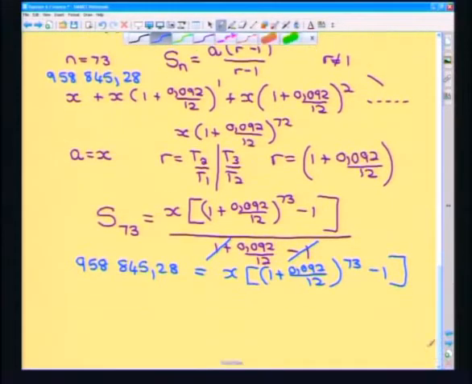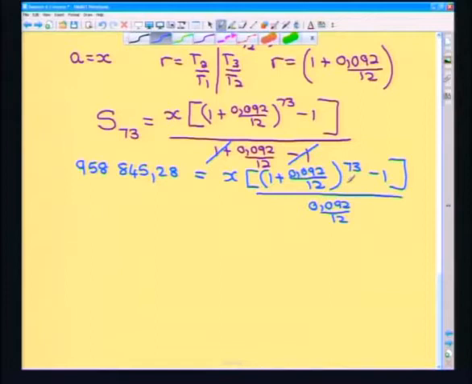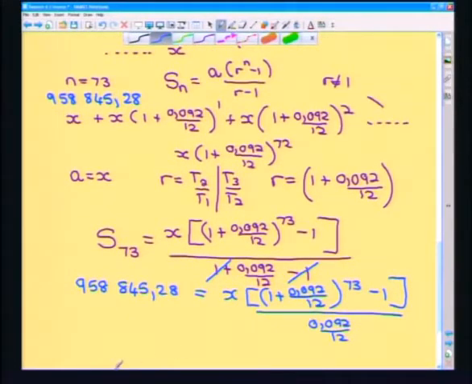to be over 0.092 over 12. Right, so now we're ready to actually use our calculator to work this out, but of course you must realize we are trying to solve for x. So a very good idea before we even pick our calculators up is to reshuffle this equation, or alternatively we can work out this answer and put it in. I think for the purposes of this lesson, let's work out the answer of this and then put it in.